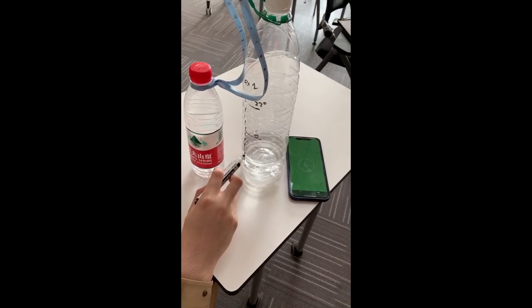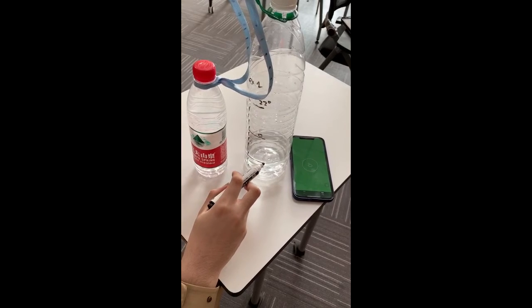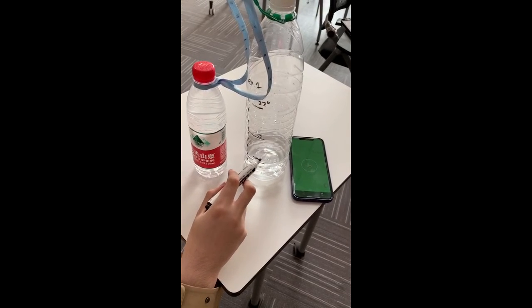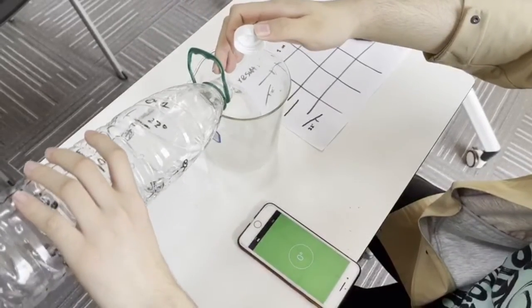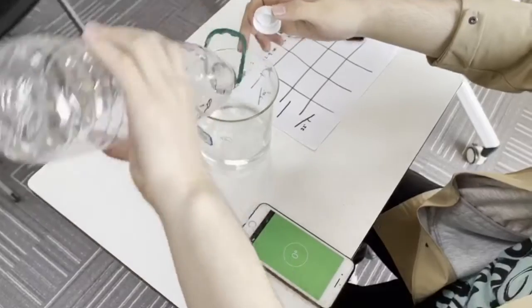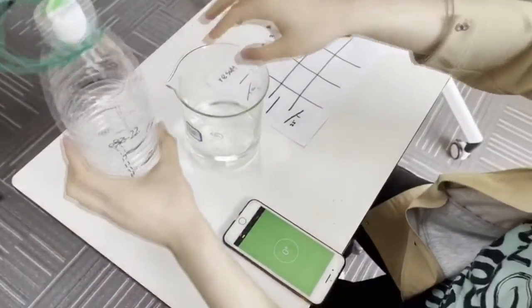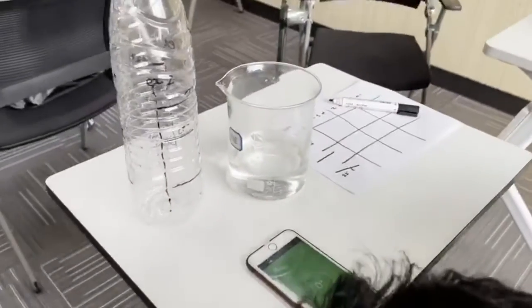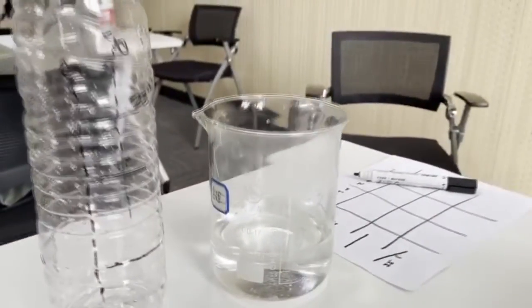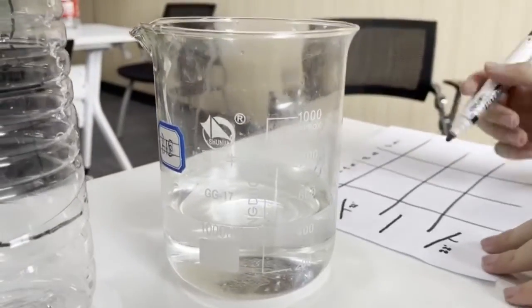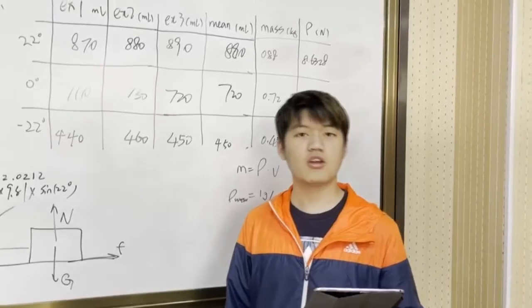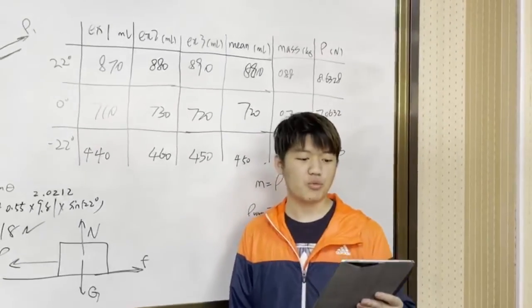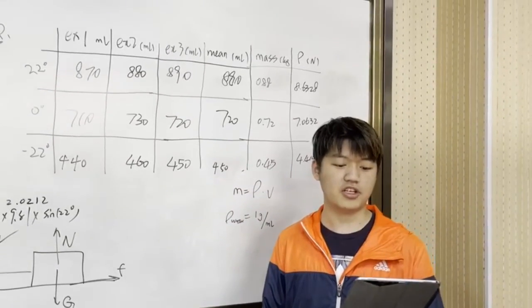Then we mark the water level remaining in the water bottle at minus 22 degrees. Now I can see that the water remaining in the bottle is about 450 milliliters.